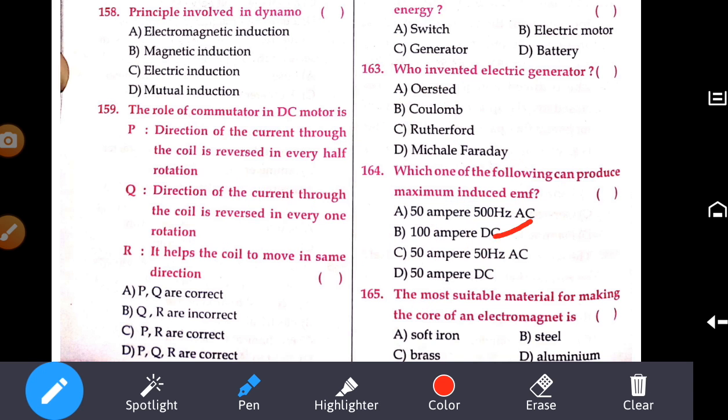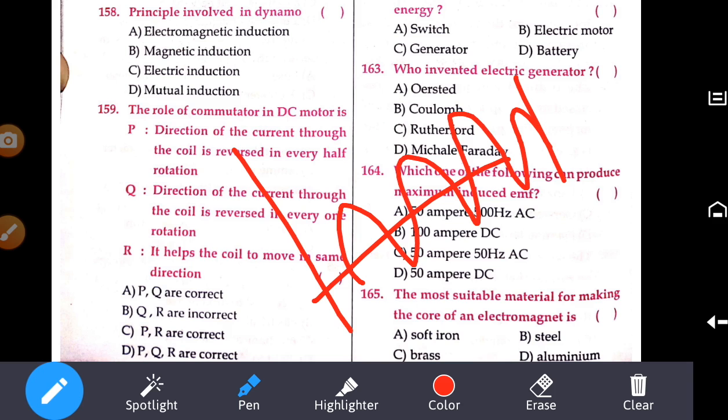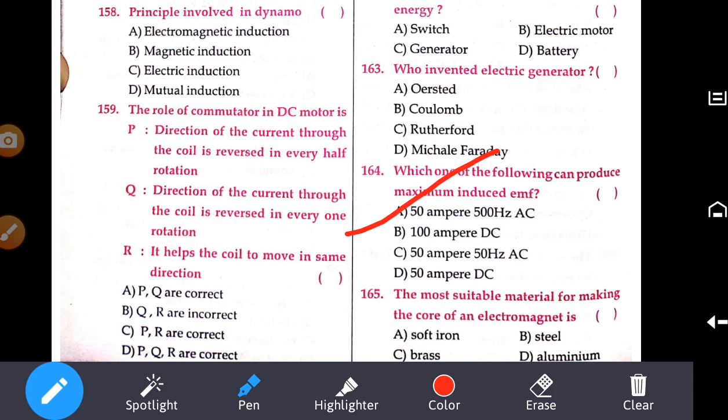If you observe here, option B and option D we can cancel, because they have given DC, which means direct current. Constant current means there will not be any change in the flux. So if you observe A and C, A is 500 hertz. Hertz means frequency, nothing but the number of cycles per second. If the number of cycles per second is more, then a greater amount of induced EMF will be present. So our option A is our answer.